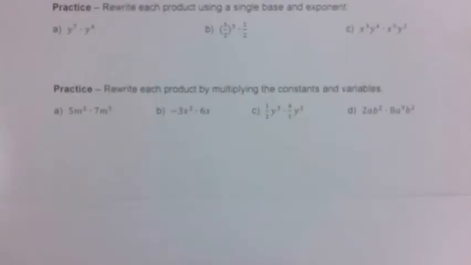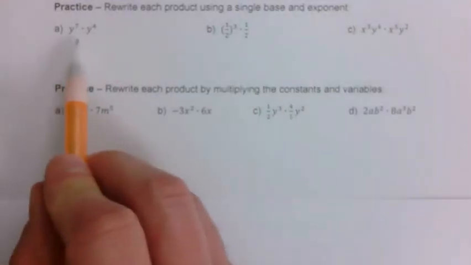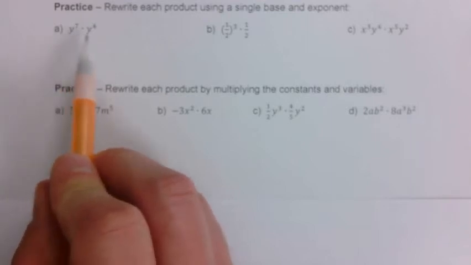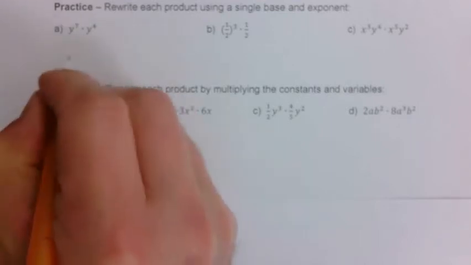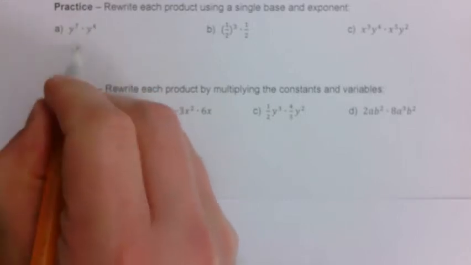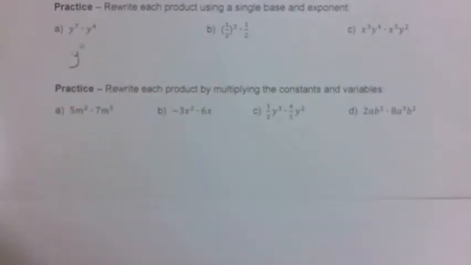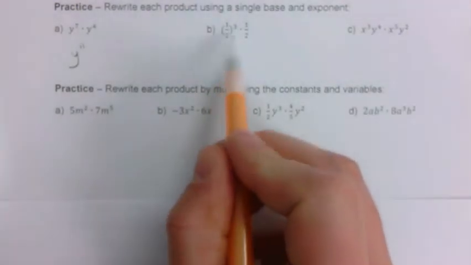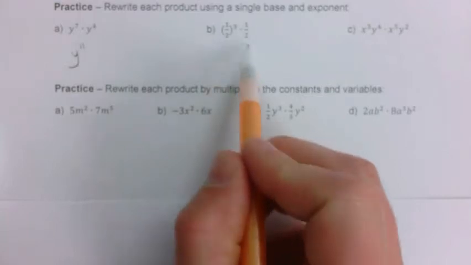Let's go ahead and do some practice where we're multiplying with the same base. In the top 3 examples, it says to rewrite each product using a single base and an exponent. So I have y to the 7th power times y to the 4th power. The bases are the same, so I'm going to keep the base, and I'm going to add the exponents together. 7 plus 4 equals 11. So this would become y to the 11th power. Next, I have 1/2 raised to the 3rd power times 1/2.